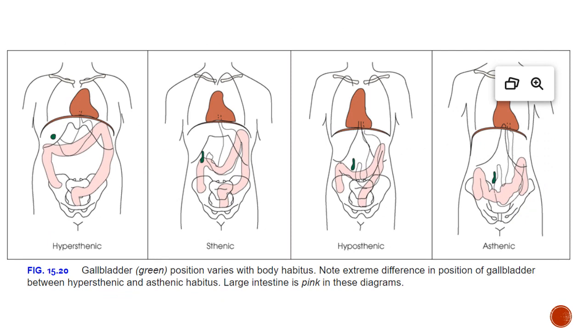Looking at the position of the gallbladder in your patients with various body habitus, you can see that in the hypersthenic patient, the gallbladder is located very superior and very lateral. In the asthenic patient, it is very medial and very low, just looking at the body habitus and the difference in how the gallbladder is positioned.